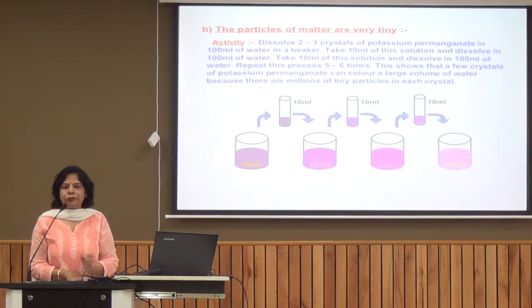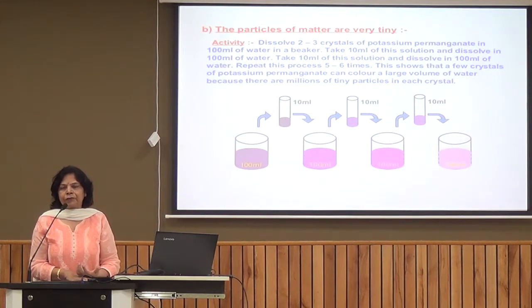So this clearly shows that 1 or 2 crystals of potassium permanganate could impart color to a large quantity of water. It means that a small crystal of potassium permanganate is made up of millions and trillions of particles which impart color to the large volume of water.